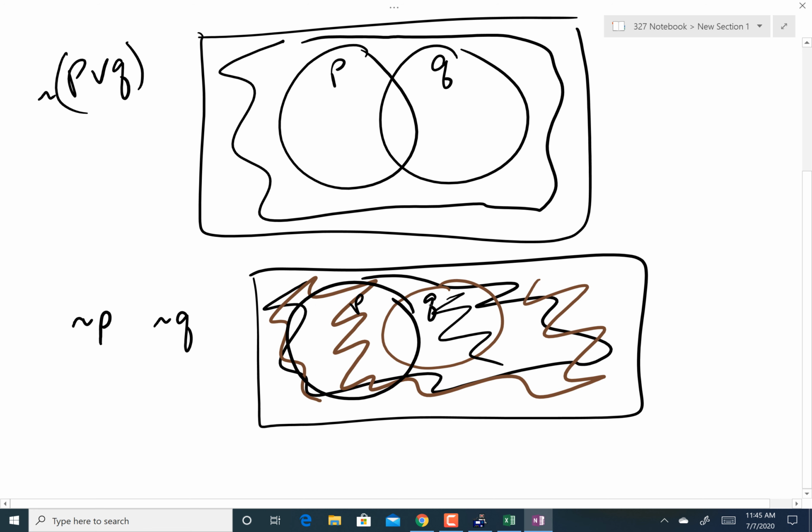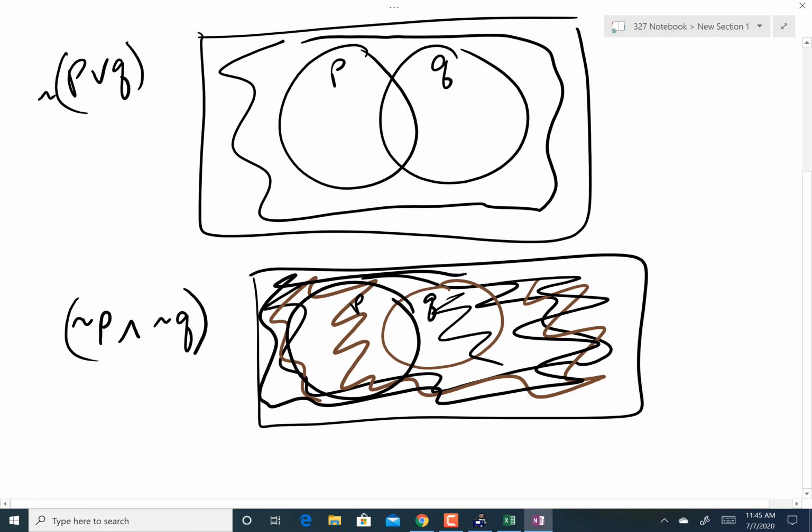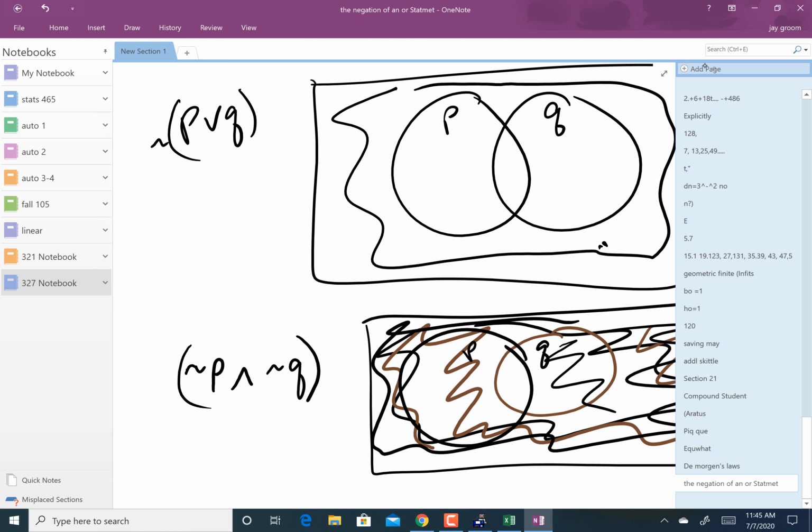So that's P and this is Q over here. Now, not P and not Q: where do these overlap? We want to know where they overlap one another. They overlap everywhere outside of the two circles, exactly like this picture up here. That's what De Morgan is saying to us. That's where they both intersect.